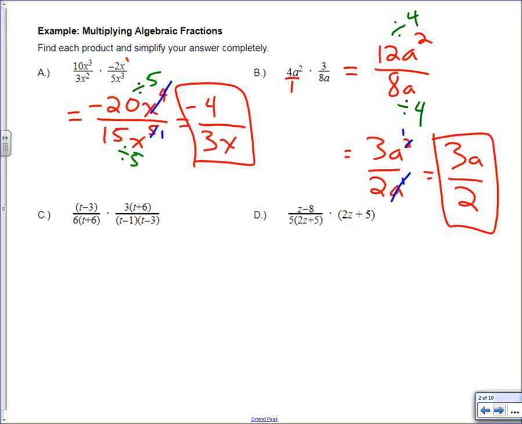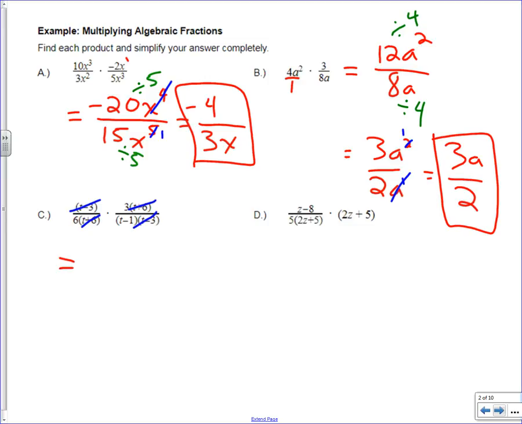So t minus 3, those are a common factor in the numerator and denominator, so I can cancel them out. Okay, t minus 3 over t minus 3 is 1, which is what it means to cancel. Also, I see a t plus 6 in the numerator and t plus 6 in the denominator, so those cancel as well. All of a sudden, what looked like a really complicated problem is much less complicated.